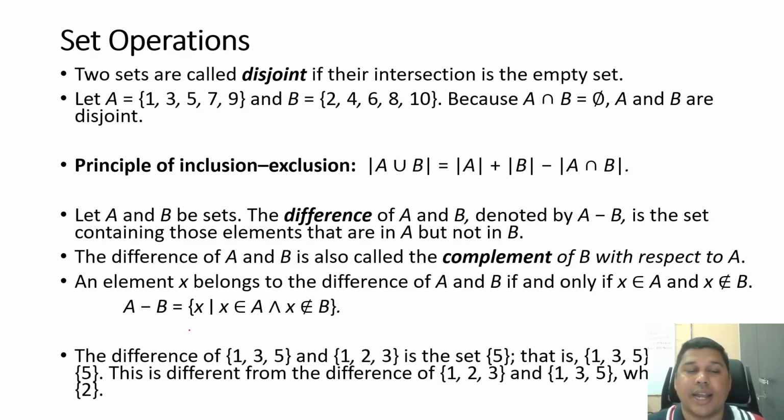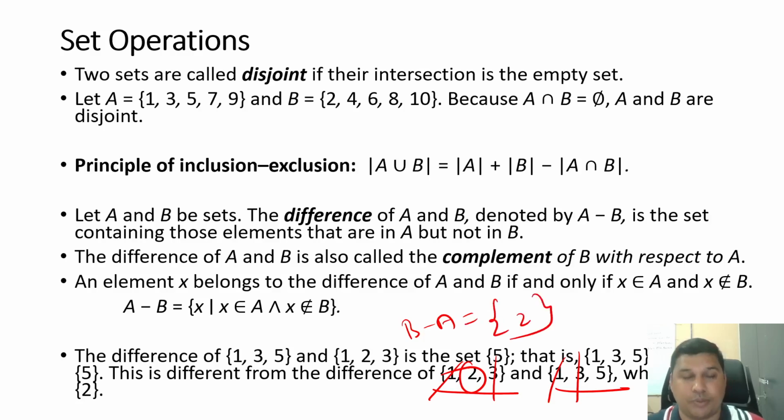You see, I have two sets {1, 3, 5} and {1, 2, 3}. For the difference, 1 is here in B, so I cannot consider it. 3 is also there in B, I cannot consider it. The only element left in A is 5. So A minus B is the single element 5. Similarly, for B minus A, 1 is common, erase; 3 is common, erase. The only element left in B is 2. Therefore, B minus A gives me the element 2.